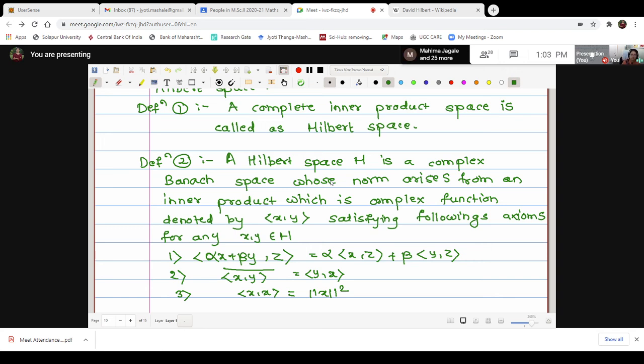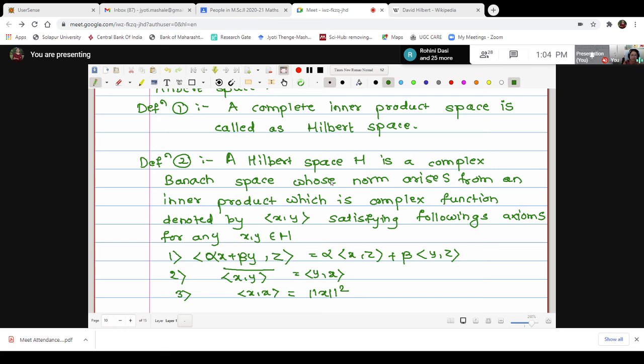Looking at the conditions, the first condition is linearity in the first variable, which we already took in the definition of an inner product space. Second, conjugate of inner product xy is inner product y with x. This condition is also included in the definition of an inner product. Third is the relation between norm and inner product. Once this relation holds, all the conditions which are true for norm are going to hold for inner product. That is, inner product is greater than or equal to 0, inner product is 0 if and only if x is equal to 0, and so on. Therefore, the second definition is very similar to the first one.